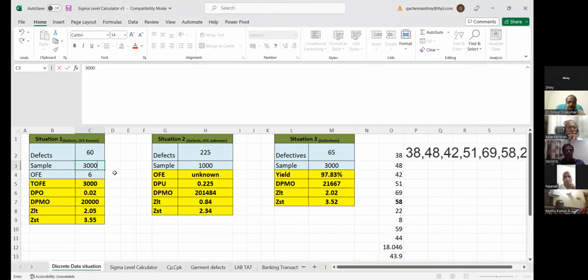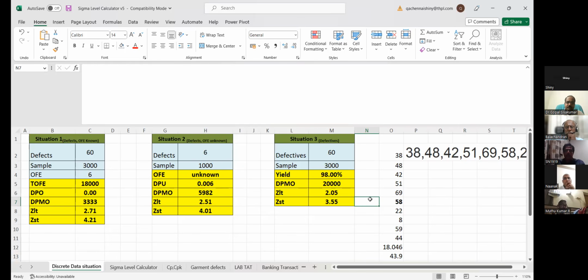There is one more thing it is asking, OFE. OFE is not provided in this data. So come to situation 3, because situation 3 talks about defective. 60 defective, 3,000 inspected. Please enter. So what is the answer you are getting? Is it ZST? 3.55.